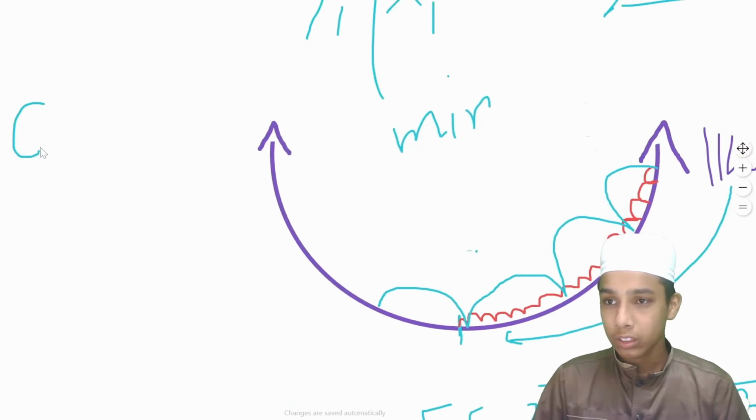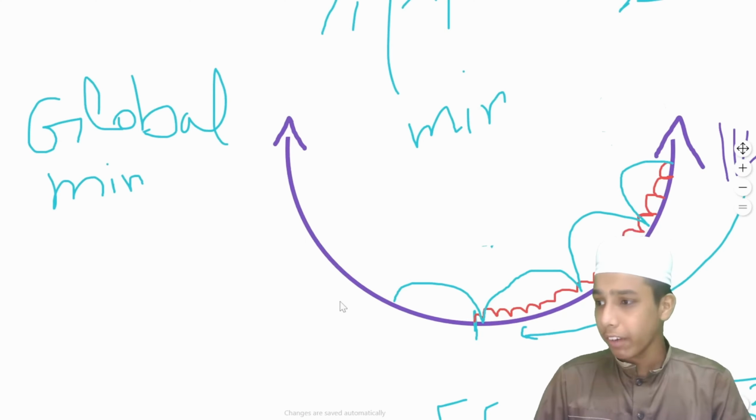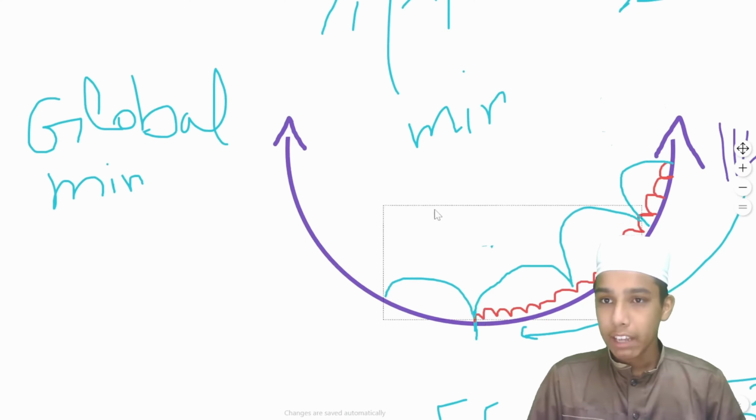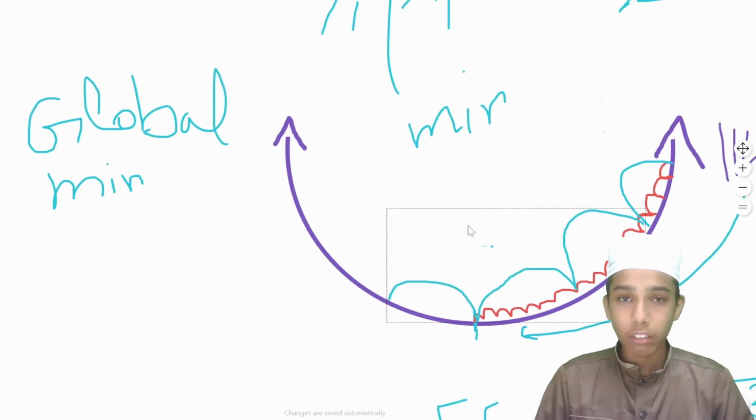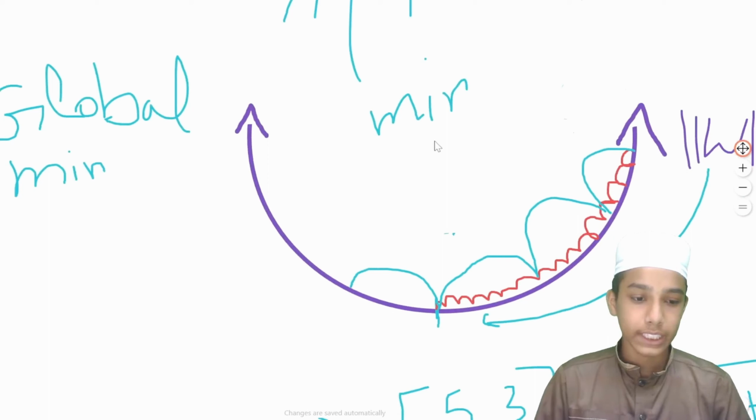This is also called the global minimum, or you could say global min in short form. Now guys, when you find the perfect bottom of the convex shape, we are going to call it a global minimum, as I said right now.